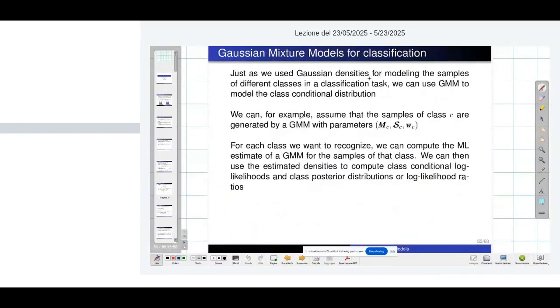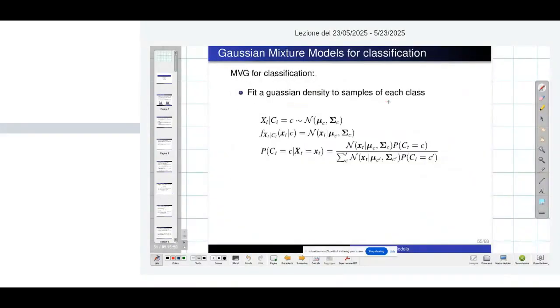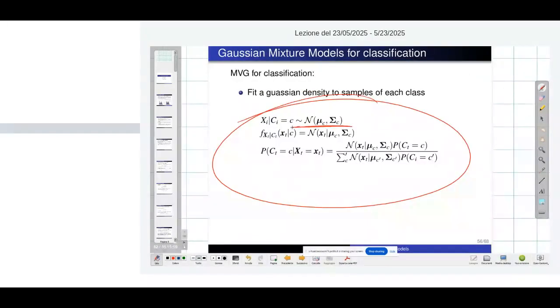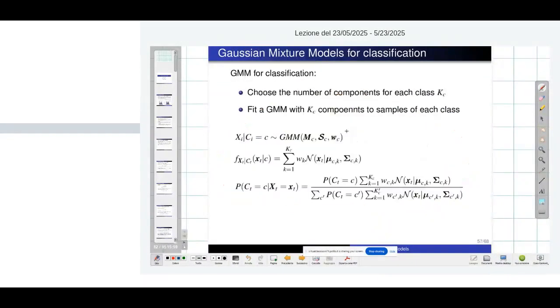How do we use GMM for classification? I will come back to this. We'll do the same thing we did with the Gaussian. With the Gaussian model, we said each class is described by a Gaussian model. Now we say each class is described by a GMM. So we will fit, as a first approximation, a GMM to the samples of each class independently, as we did for the MVG.